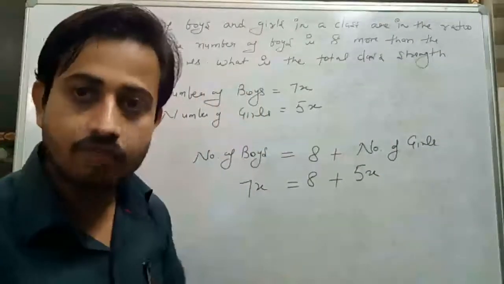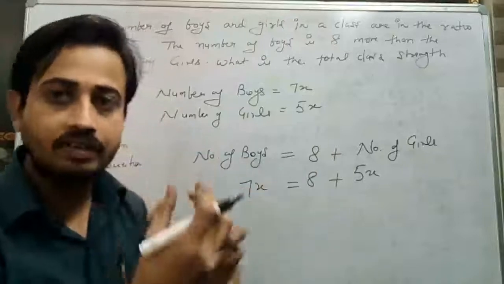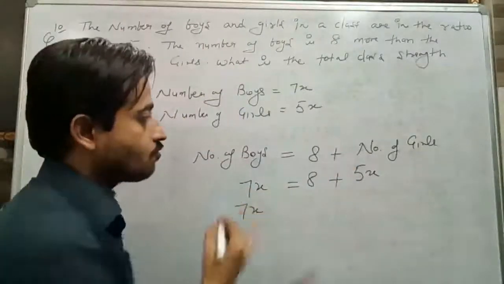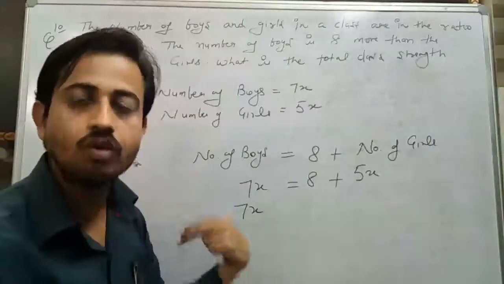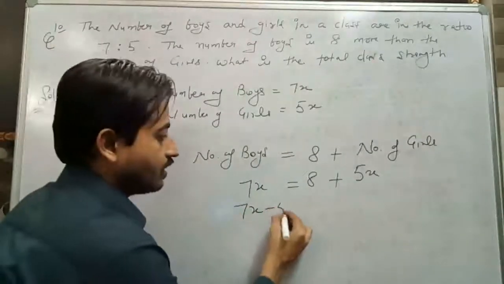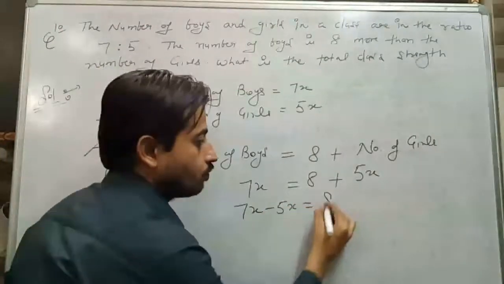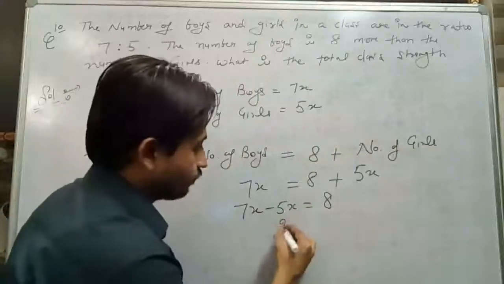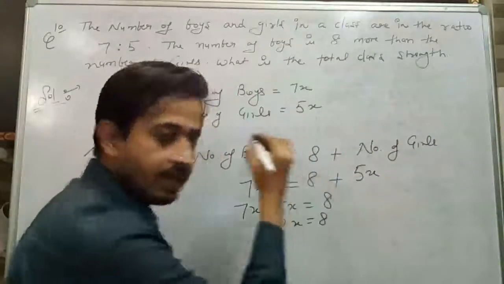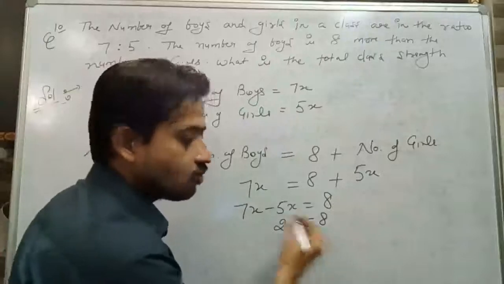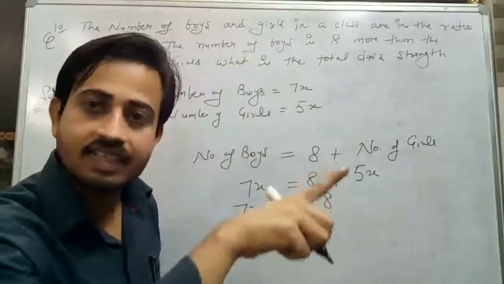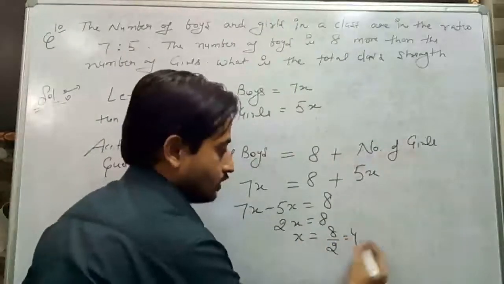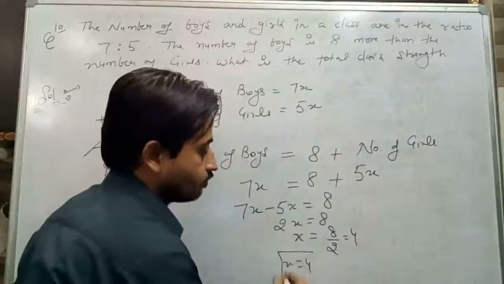Now we have to find out the value of x, so we have to combine them. Now take 5x to the left hand side. The sign of 5x is positive here, so it will go with a negative sign. 7x minus 5x is equal to 8, and 7x minus 5x gives 2x, equal to 8. Then we have to calculate the value of x. 2 goes to the right hand side in the denominator. 8 divided by 2 is equal to 4. So the value of x is 4.